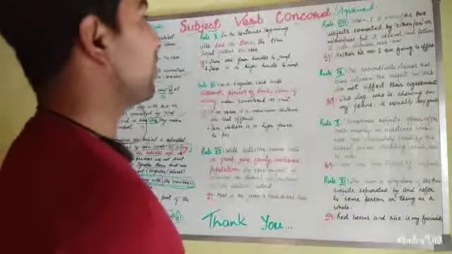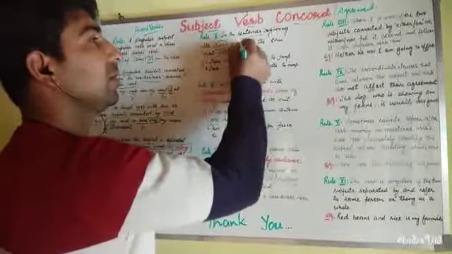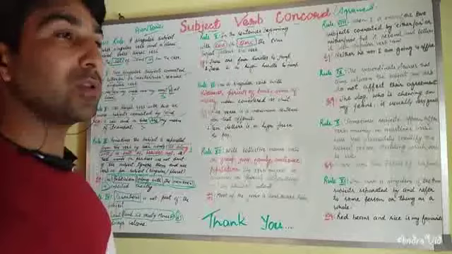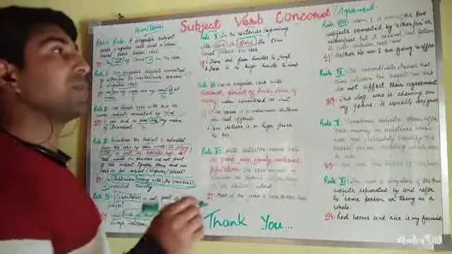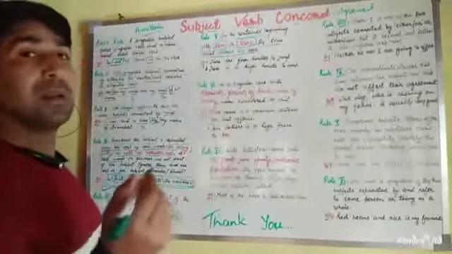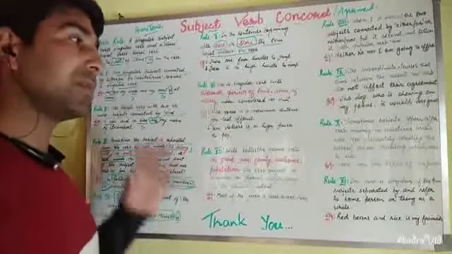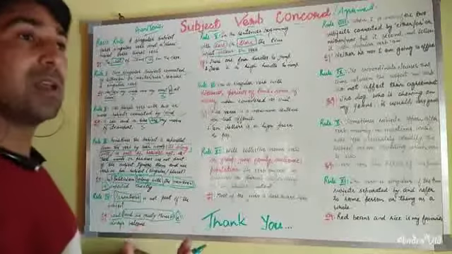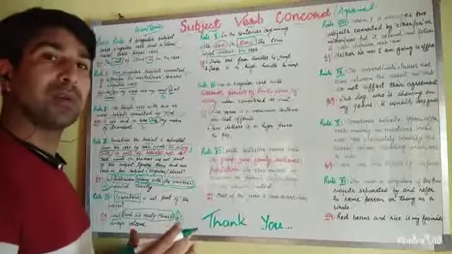Now coming to rule number 5, it is the sentence beginning with here and there. Whenever there are sentences beginning with here and there, the verb follows the subject, because sometimes the subject comes late in the sentence. It's not that a subject will always be in the front. So you have to figure out where the subject is, and accordingly you have to use the verb.